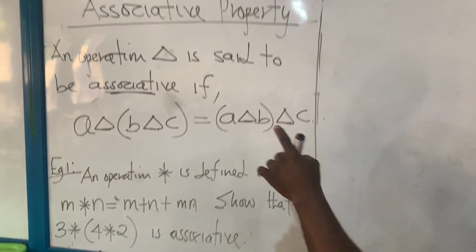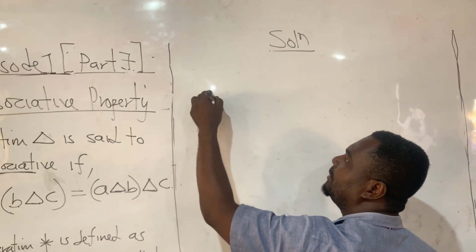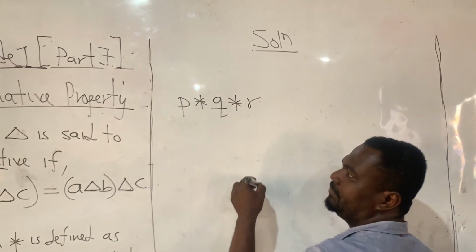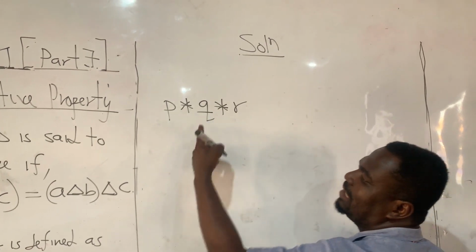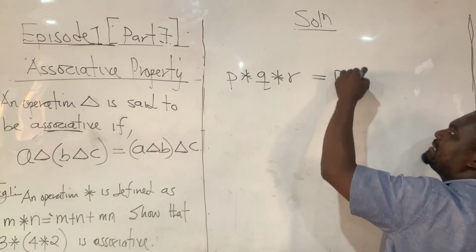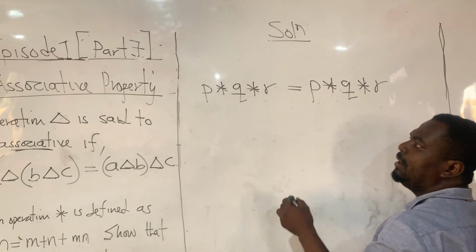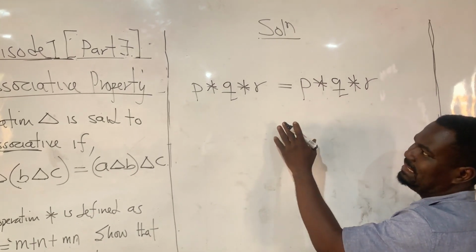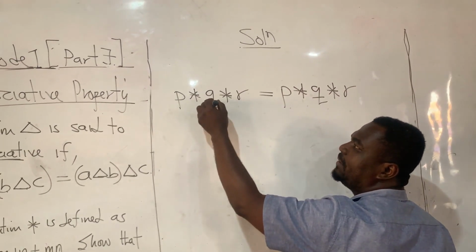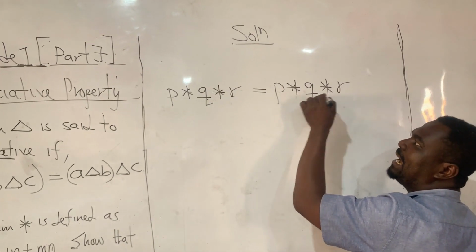For you to understand better, let's consider P star Q star R. If I want to say that this is associative, then it's going to be the same P star Q star R. So what it means here, so this is the challenge. P star Q star R. You are going to put the same thing to your right hand side. P star Q star R.